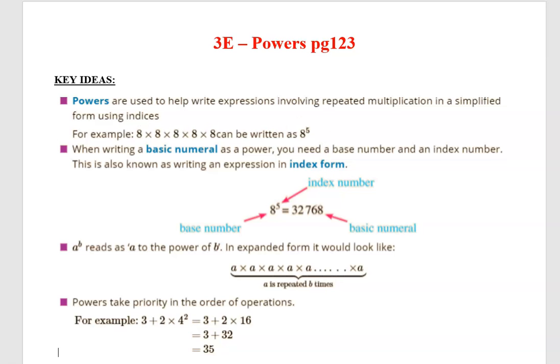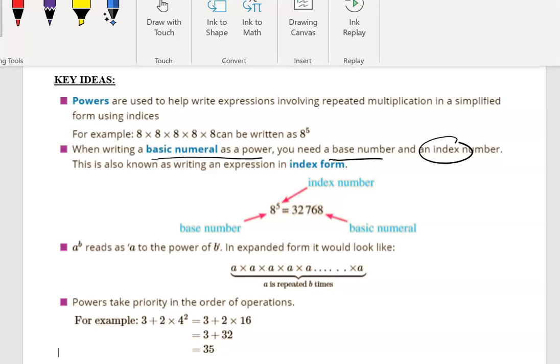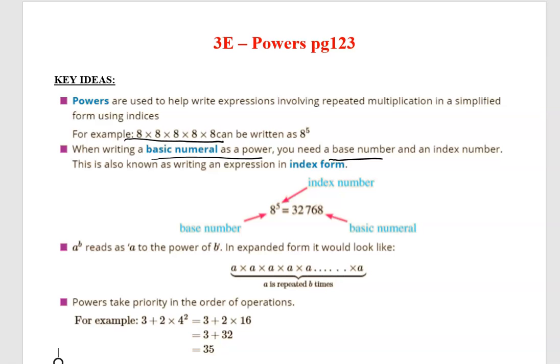You with me so far? I think you are. So for the basic numeral as a power, you need to use the base number and an index number. That's the little tiny number up there, and that's how many times the base has been multiplied by itself. So as you saw before, 8 times 8 times 8 times 8 times 8, that's 5 times that we multiply 8 by itself. It's not 8 times 5, it's 8 to the power of 5.